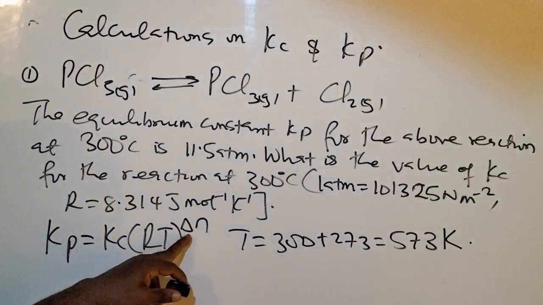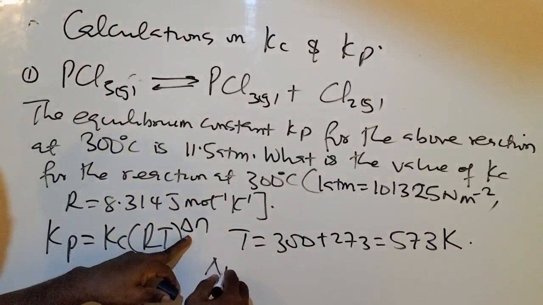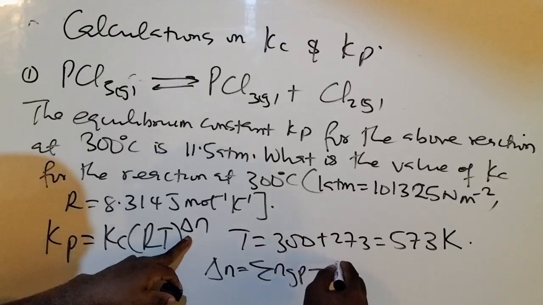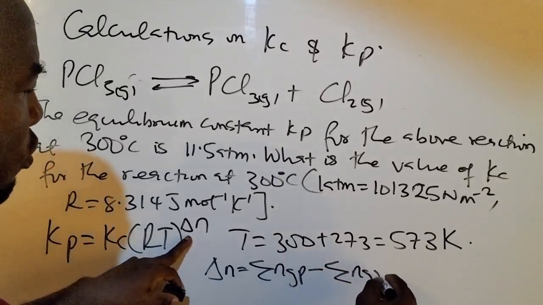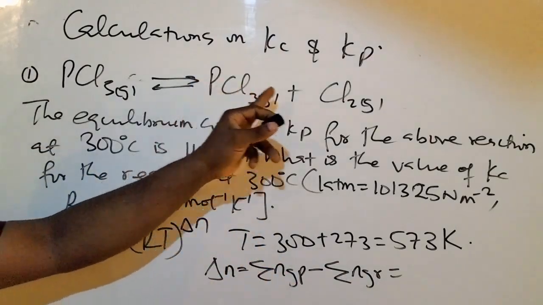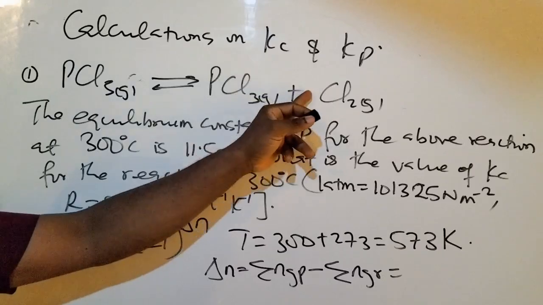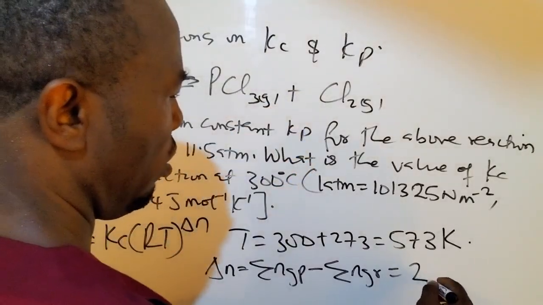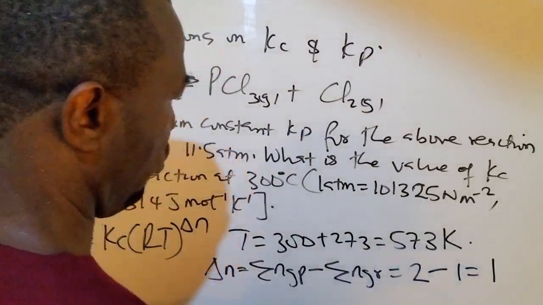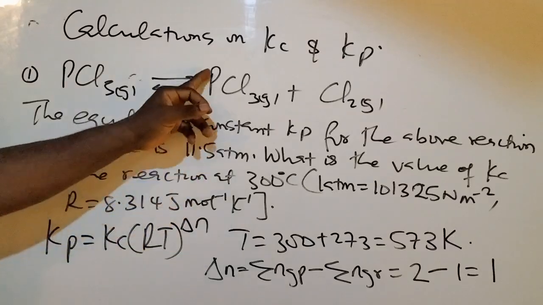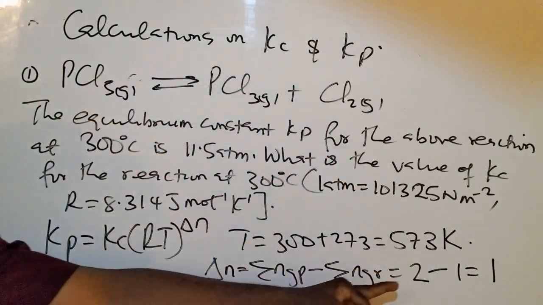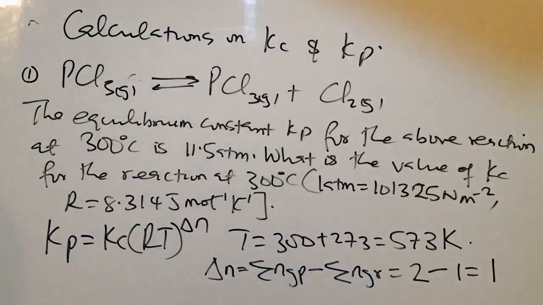Then let's find the change in the number of moles. The change in the number of moles is the summation of the number of moles of gaseous products minus the summation of moles of gaseous reactants. The products: 1 plus 1, that is 2 moles this side. The reactant is only 1 mole, so 2 minus 1 gives us 1. So the change in moles is 1. 1 mole there and 1 mole there giving you 2, and then 1, giving you 2 minus 1, this is 1 mole, a difference of 1.